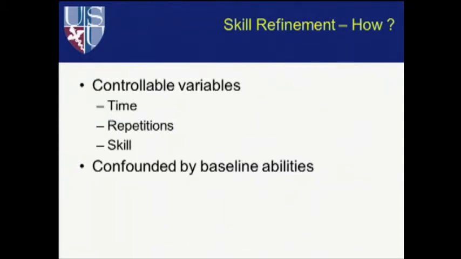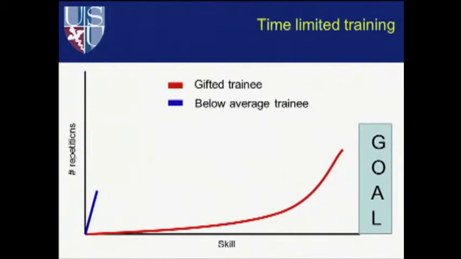Or because you have a nicely validated tool with metrics like FLS or FES, you can actually use the skill, the performance skill, as a controllable variable. And all of these are going to be confounded by baseline ability. So we'll go through some hypothetical examples of what this looks like, controlling these different variables and what the outcome may be.